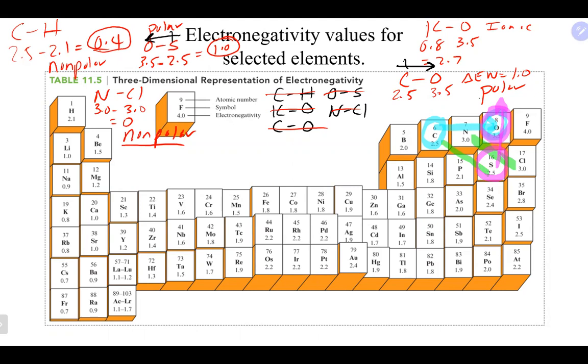Any questions on how to use the electronegativity table or figure out polar or non-polar bonds? I personally say you should use this really just for polar and non-polar bonds if you really need to use it. But again, if it's in the same group or same row period, you don't really need the numbers. Any questions on any of that there?